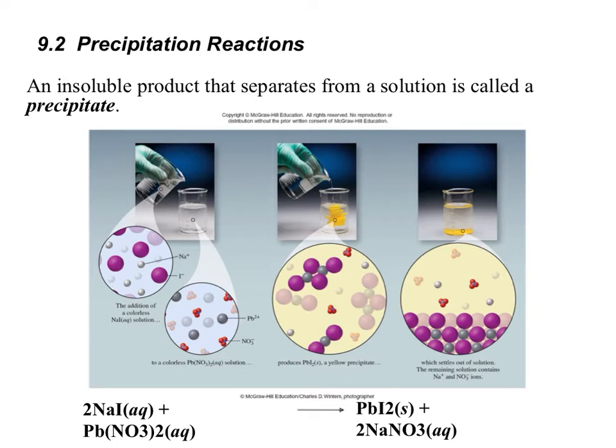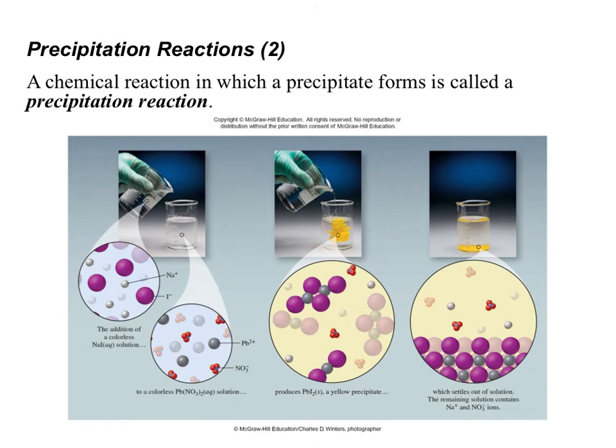For example, in this picture shown, we are adding a solution of sodium iodide to a solution of lead nitrate, which when they mix forms a lead iodide precipitate, which is bright yellow. A chemical reaction in which a precipitate forms is called a precipitation reaction.